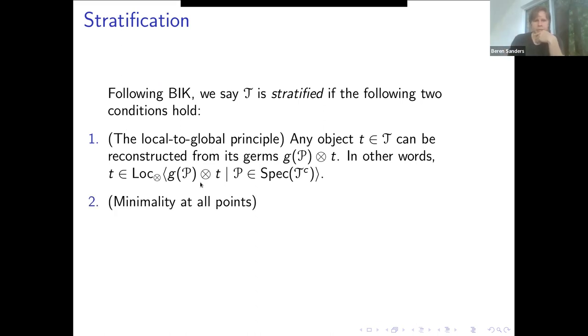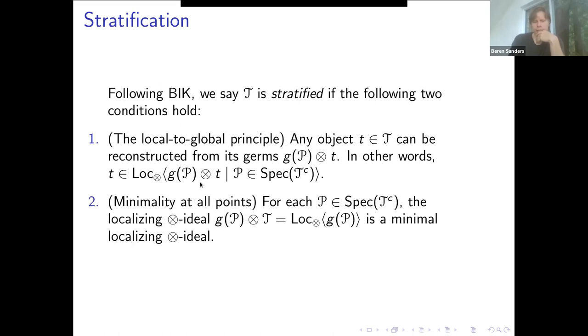And then the second condition says that for each prime P, the localizing tensor ideal generated by this object GP is minimal. So morally, this is a localizing tensor ideal whose support consists of just the prime P, a single prime, a single point. And this is saying that that localizing tensor ideal whose support is a single point is actually minimal. It doesn't have any non-zero, non-trivial localizing tensor ideal subcategories. Okay, so these are the two conditions that Benson-Iyengar-Krause introduce.